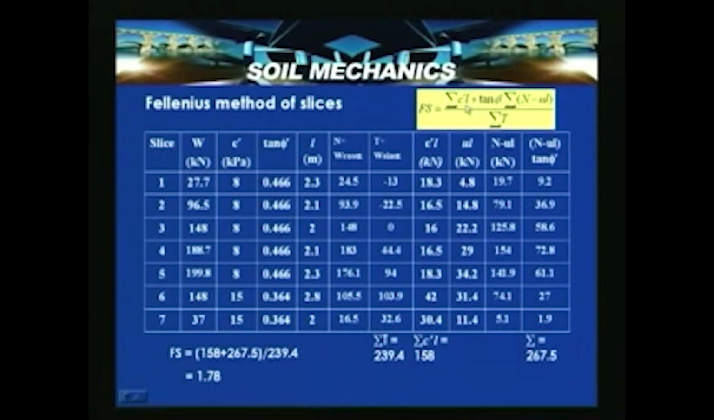Now, substituting in this equation, C dash L that is 158, and the summation of N minus UL tan phi, which is given here, 267.5. So, that is nothing but 158 plus 267.5 divided by 239.4, that is summation of W sin alpha, that is summation of T, which is 239.4, which yields the factor of safety 1.78.